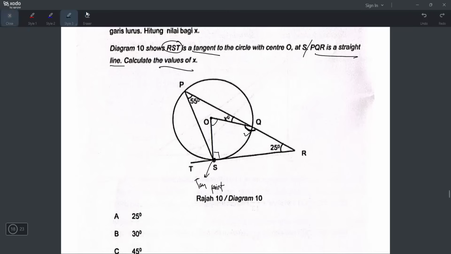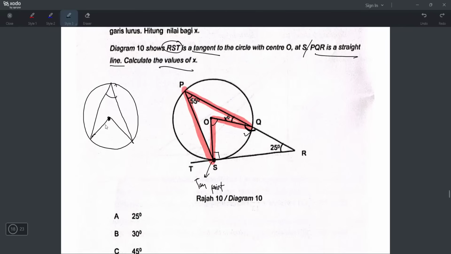This is the shape I want you to look at, which you also learned in lower form. When you see a shape like this, from the center draw 2 radius lines, and then draw 2 chords. These two angles will have a relationship. The angle at the center will be 2x, and the angle at the circumference will be x. So if this is 55, this one will be 55 times 2, which gives us 110.